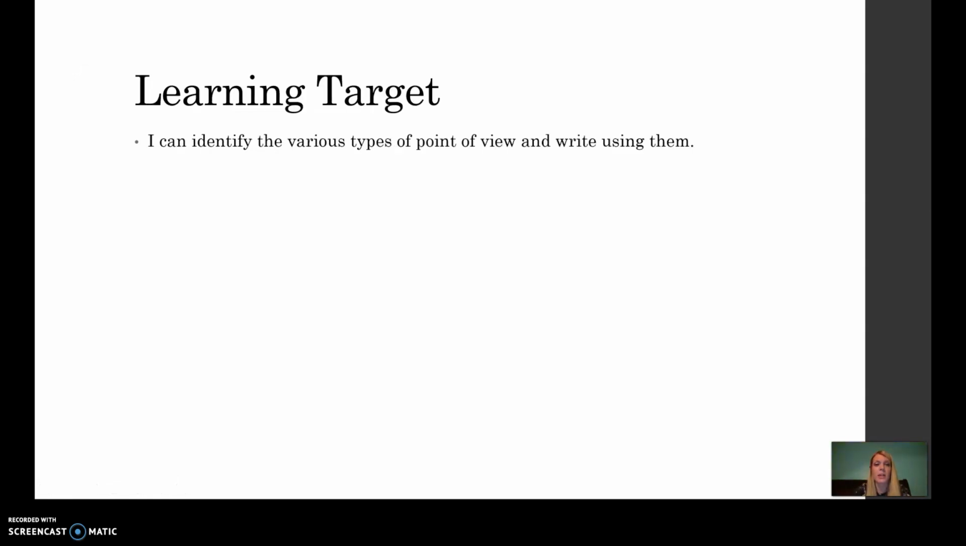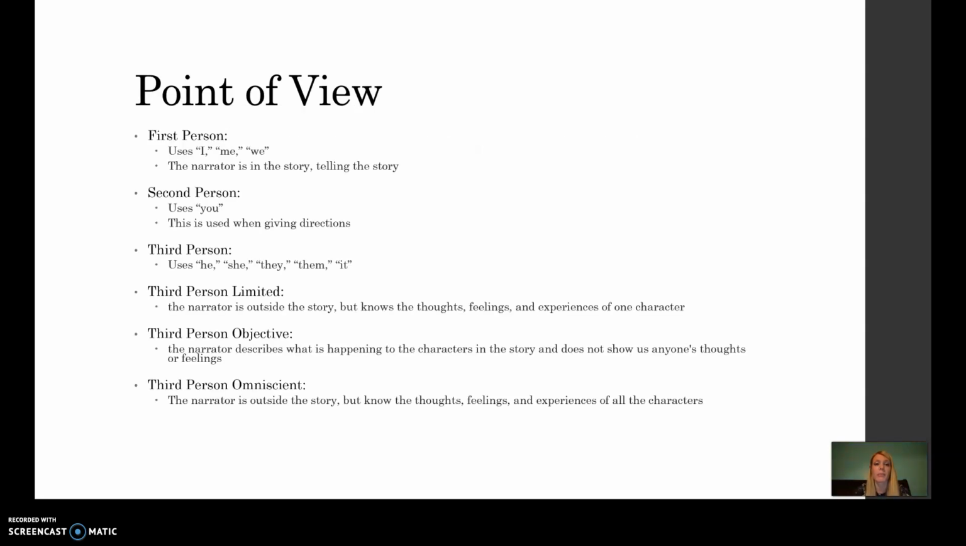The learning target this week is: I can identify the various types of point of view and write using them. All right, so point of view. First person point of view uses the pronouns I, me, and we. The narrator is in the story telling the story. Second person uses the pronoun you. This is typically used when giving directions.